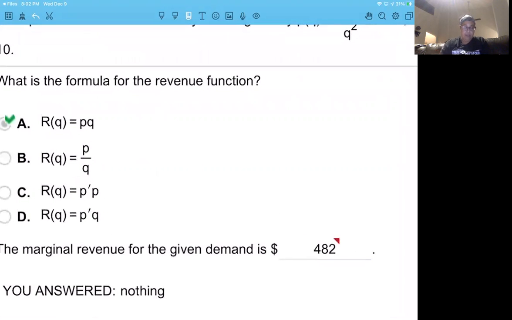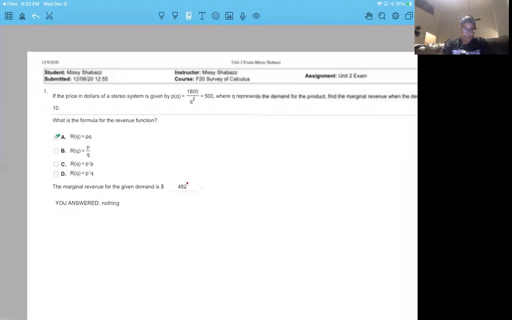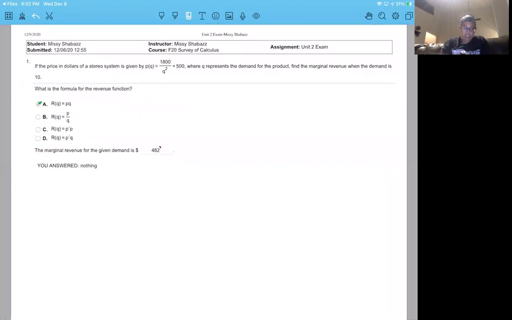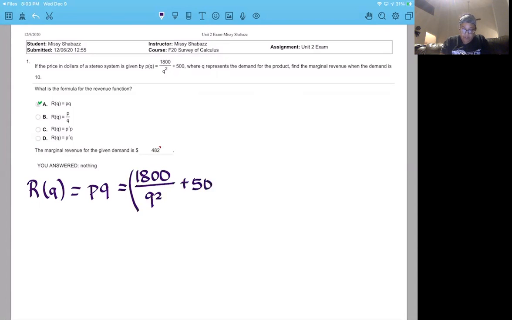All right. Well, that is just R of Q equals P times Q. So let's go ahead and find that revenue function. So R of Q equals P times Q, and P is 1800 over Q squared plus 500, times Q. Let's distribute that Q so that I get 1800 over Q plus 500Q.